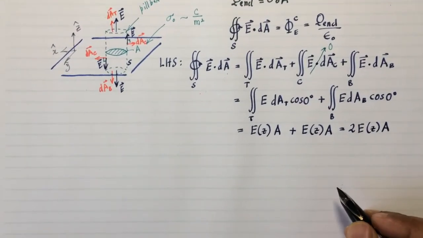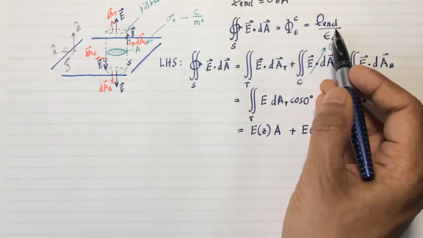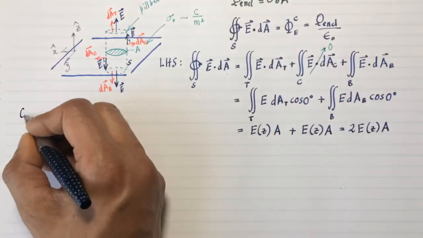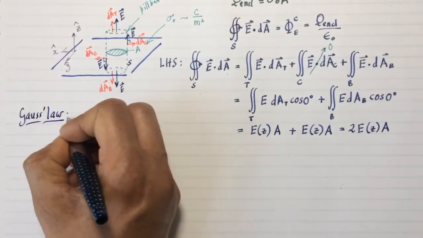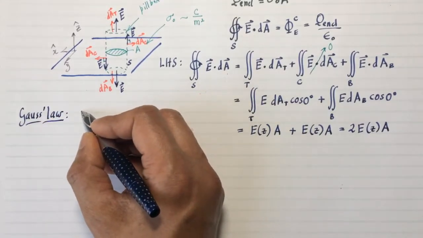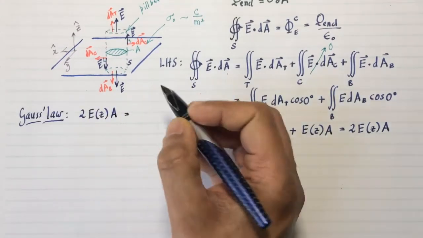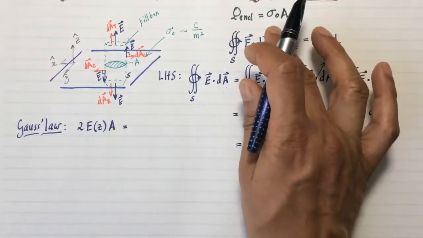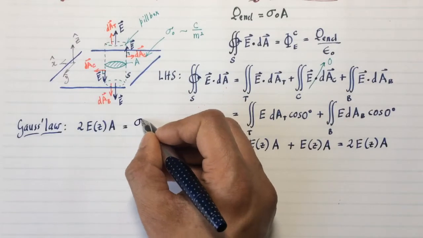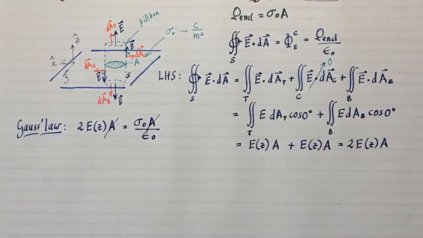Now let's use Gauss's law. Gauss's law says that the flux integral must equal enclosed charge over epsilon naught. The flux integral on the left side is 2 E of z times A, and on the right hand side I have the enclosed charge, which is already given by sigma naught times A divided by epsilon naught. So the A cancels out, which it should, because it's a figment of your imagination.